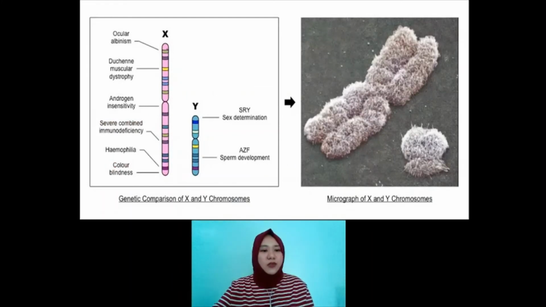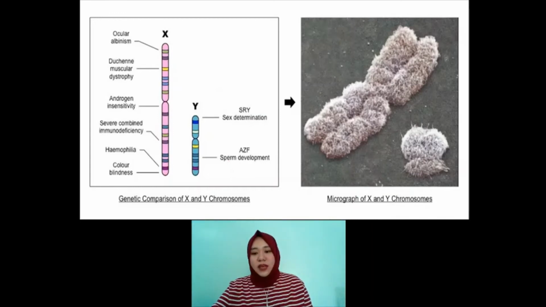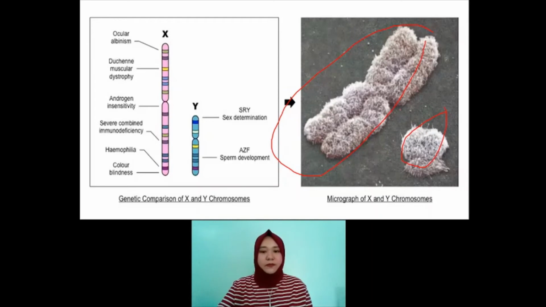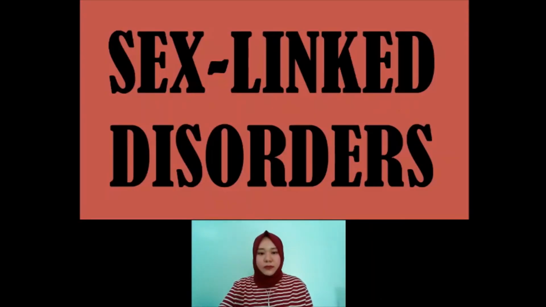So for example, sa X chromosome, there are genes that code for ocular albinism, a gene that code for Duchenne muscular dystrophy, a gene that code for androgen insensitivity. So, i-compare nimo mas daghan ang genes nga naa sa X chromosome, i-compare nimo sa Y chromosome. Okay, so this is a micrograph. So this is an X chromosome. This one right here, it's way bigger than the Y chromosome.